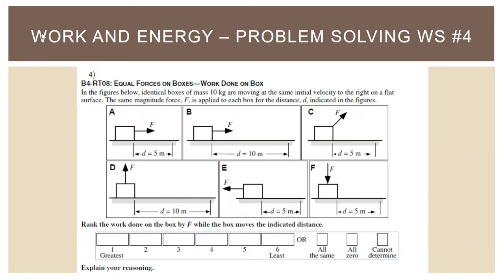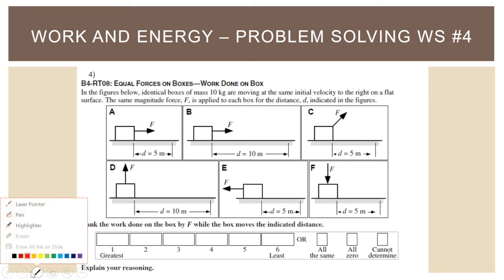For number 4 here, which is B4RT08 from the same book, it says equal forces, work done on box. In the figures below, identical boxes of mass 10 kilograms are moving with the same initial velocity to the right on a flat surface. The same magnitude force F is applied to each box for a distance d as indicated in the figures. The question is saying rank the work done on the box while the box moves the indicated distance.